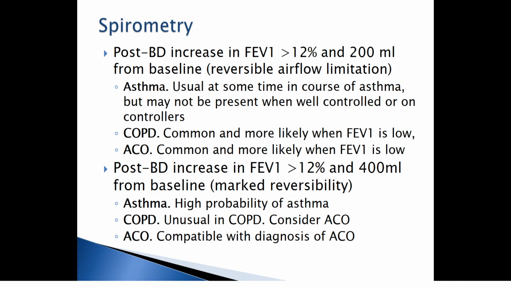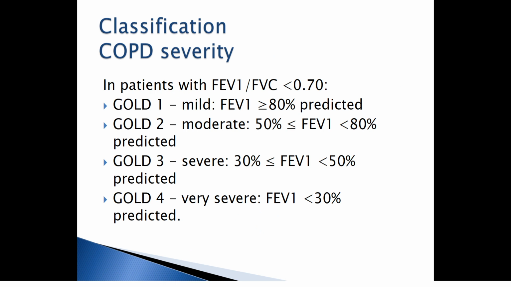If after bronchodilators FEV1 increases more than 12%, it is typical for asthma. In case of COPD, it is unusual, but it can be in ACO. So, FEV1 increase more than 12% is typical for asthma, can be in ACO, not significantly, near 12%, and unusual in COPD.